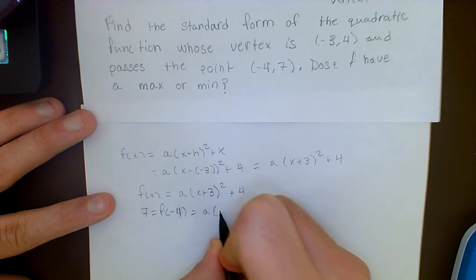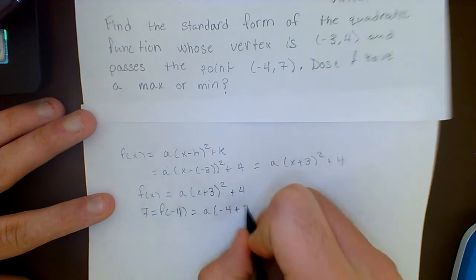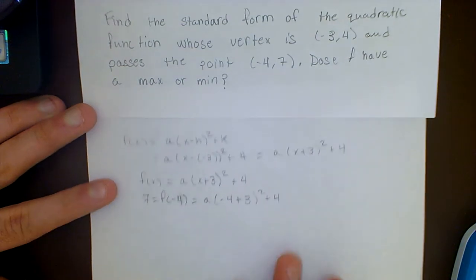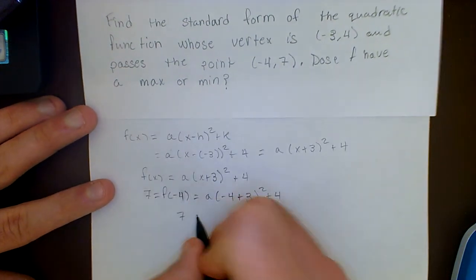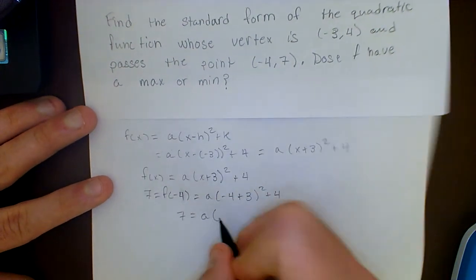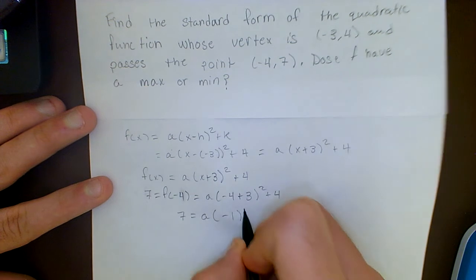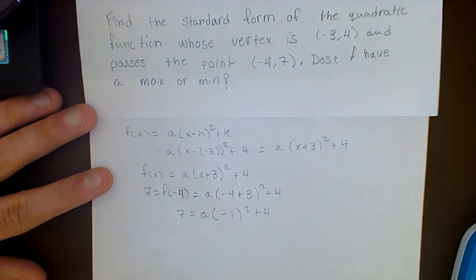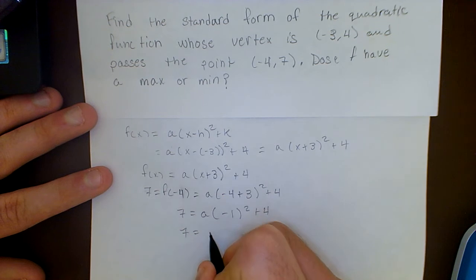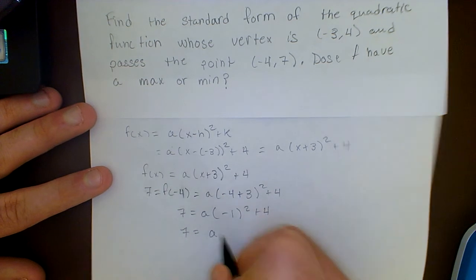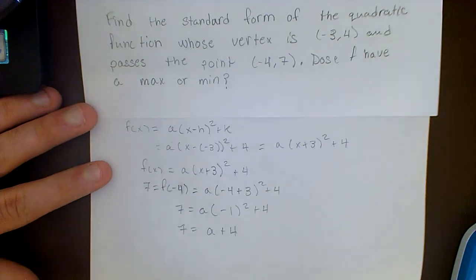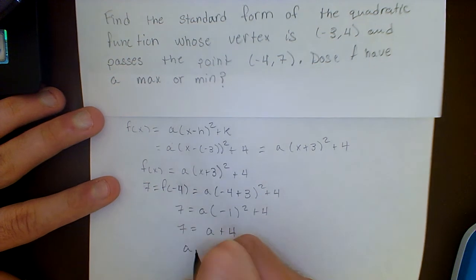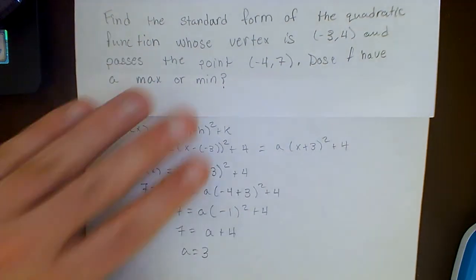So a times, now I plug in -4 plus 3 squared plus 4 is equal to 7. So I can eliminate the middleman here. 7 equals a, and simplify a little bit, times -1 squared plus 4. So now I'm going to simplify this, so it's 7 equals a plus 4, right? -1 squared is 1. And now I subtract 4 from both sides, and a is equal to 3.